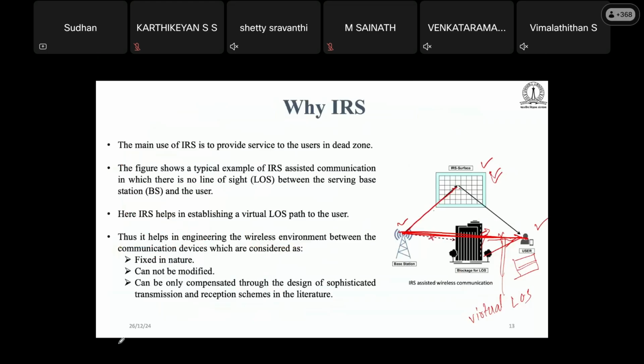and give a virtual path. It means there was some channel obstacle, and that obstacle we have removed. So it's nothing but we are harvesting a channel. We are providing a good channel, a good channel for communication.